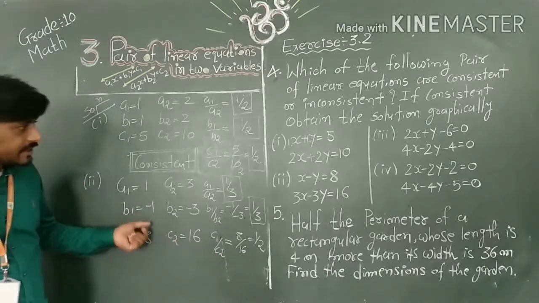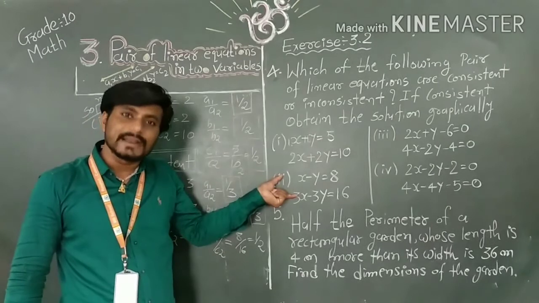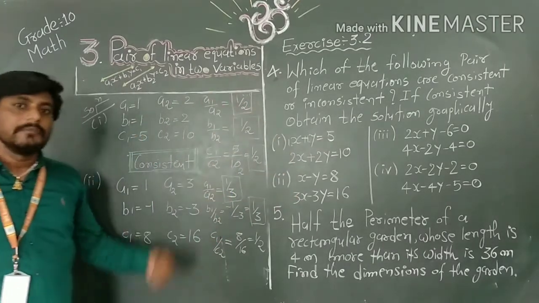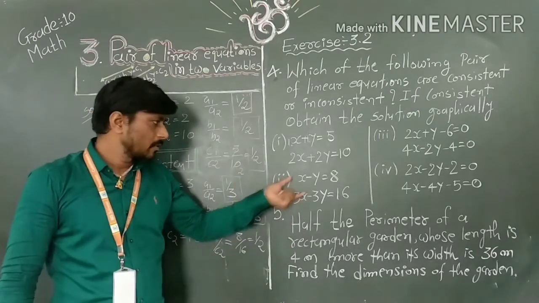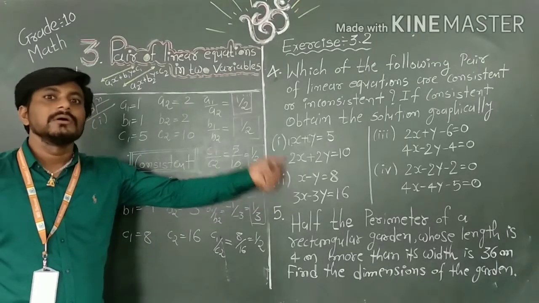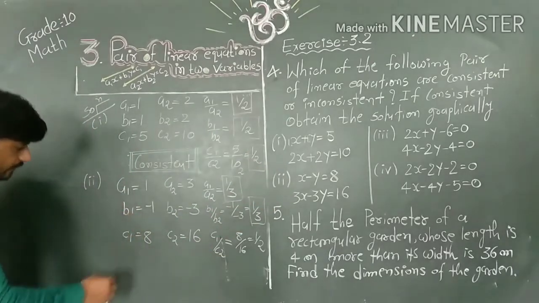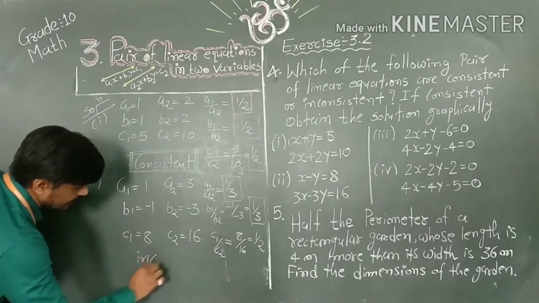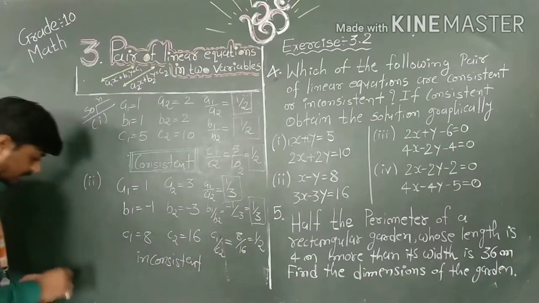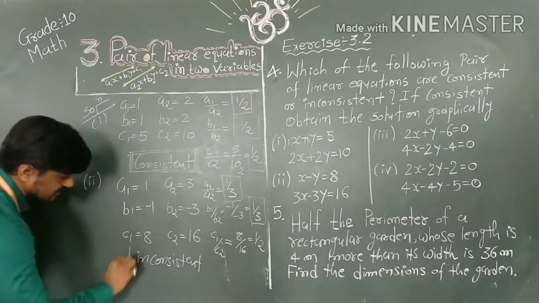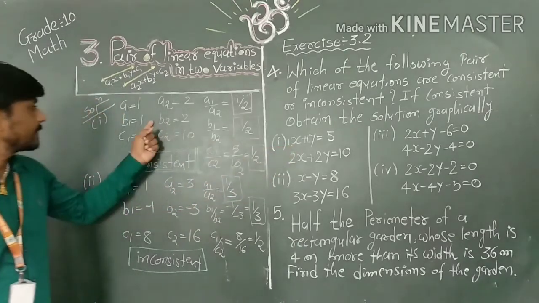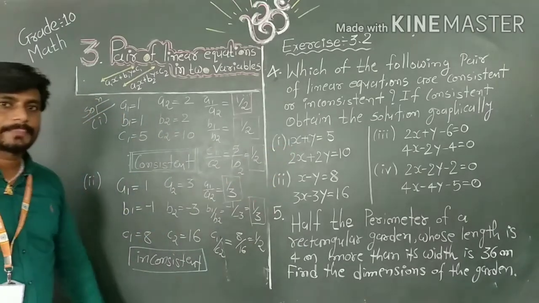That means these two equations give us parallel lines. There are three possibilities; in previous videos we talked about them many times. Therefore these equations have no solution. Therefore they have inconsistent equations. This is the answer of the second one, inconsistent. This is the first example and this is the second one.